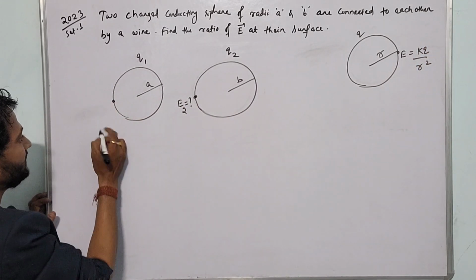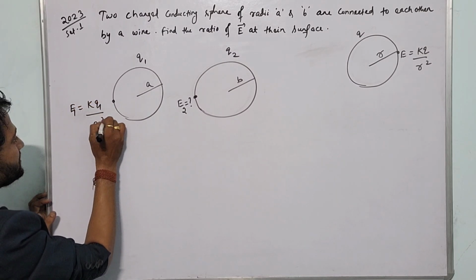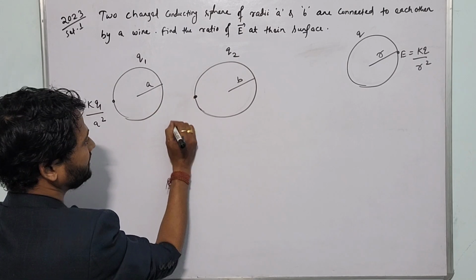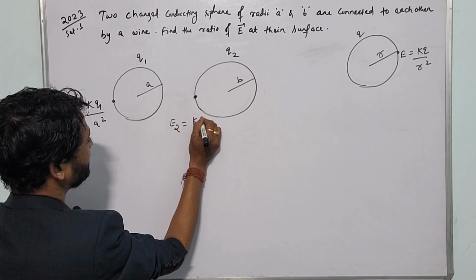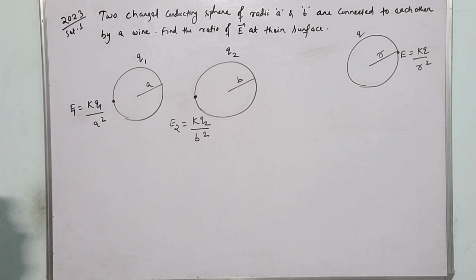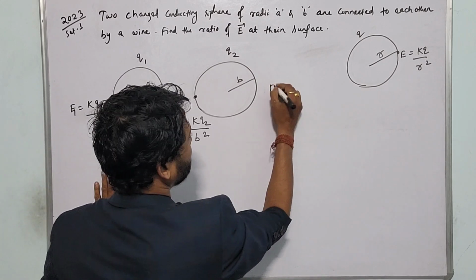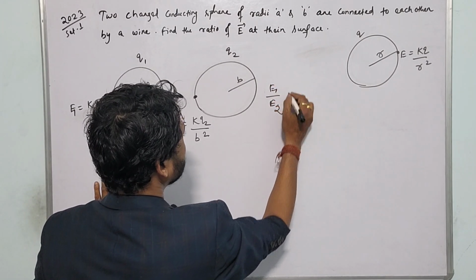So what is E1? E1 will be kq1 upon a square. And what is E2 here? E2 will be kq2 by b square. Is it clear? So what is E1 by E2? Here I am writing.